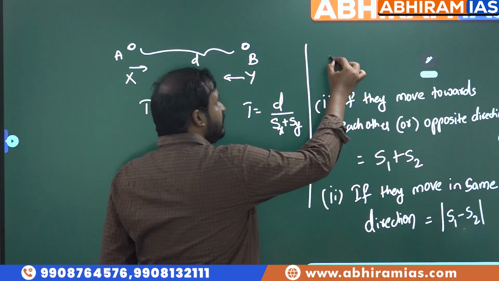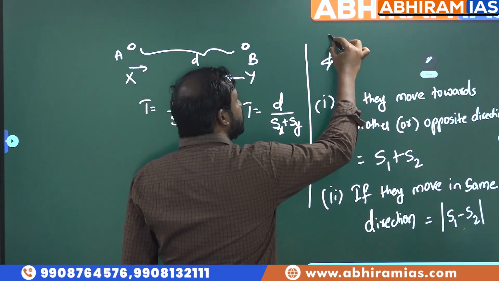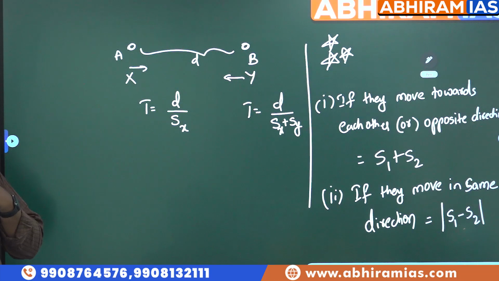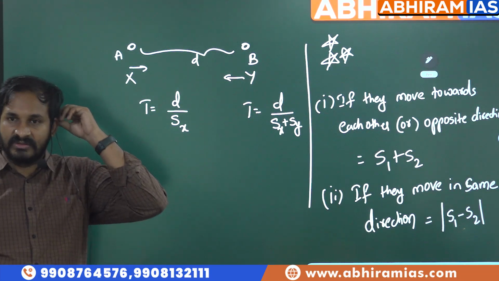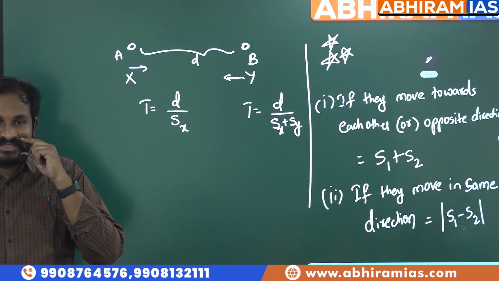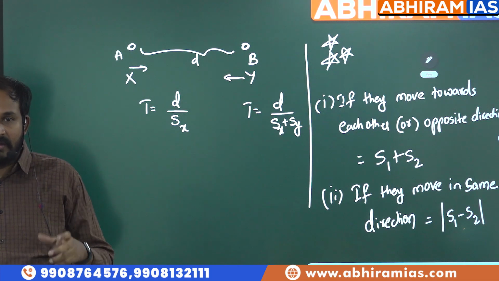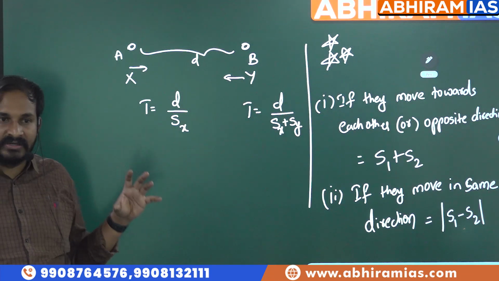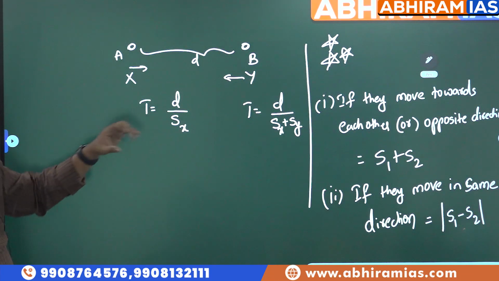This relative speed concept is very, very important for us. Why? Because based on this relative speed only, we will have multiple cases like police and thief chasing cases, and train cases. All of this depends on this relative speed concept only. So this is very, very important for us.